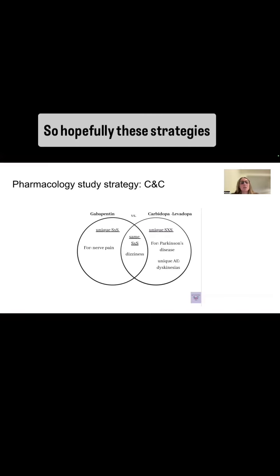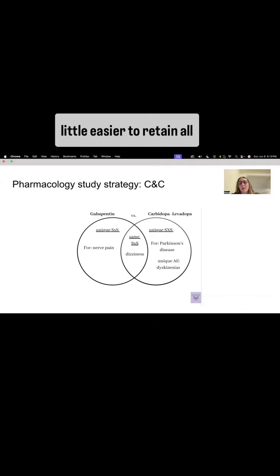So hopefully these strategies help you learn pharmacology a little easier and make it a little less stressful and a little easier to retain all the info.